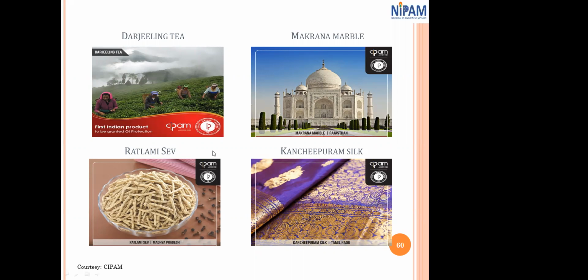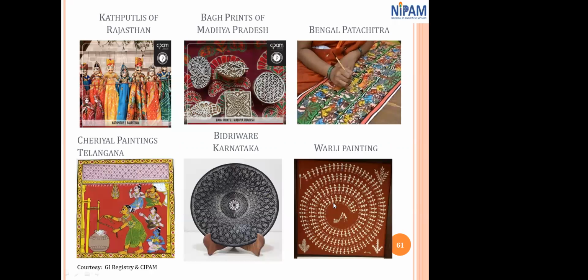Makrana marbles, Darjeeling tea, Kanchipuram silk, Warli painting, Kathputlis of Rajasthan, Pattachitra of Bengal. Okay, so if there is something of your community or your regional area that has that significance, you can file for geographical indication for that.